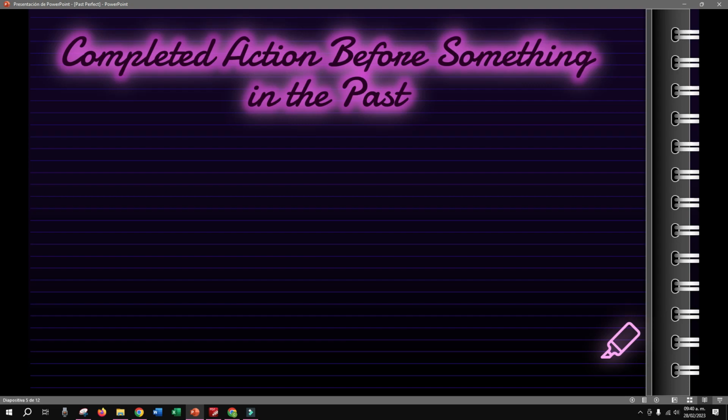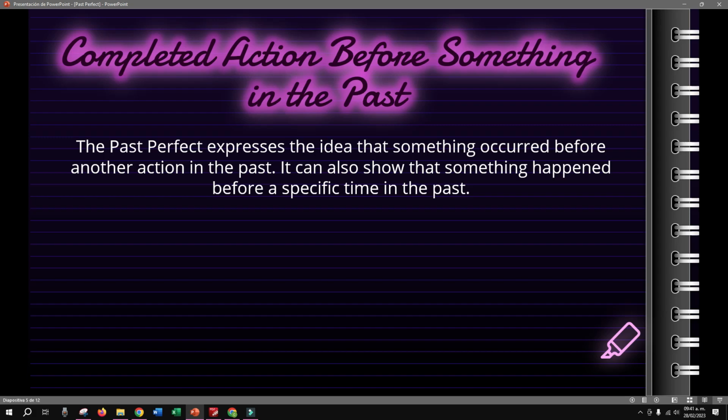So, completed action before something in the past. So we're going to study some different ways that we can use the past perfect. So we have these. The past perfect expresses the idea that something occurred before another action in the past. It can also show that something happened before a specific time in the past, right?